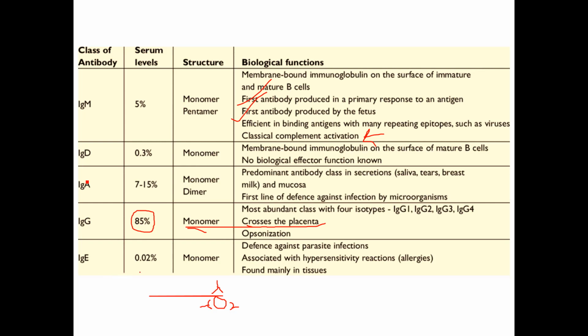IgE is present at a serum level of 0.02% in a monomeric form, and it is important because it provides defense against parasite infections, and also it is associated with allergic or hypersensitive reactions, and it is present in the tissues. So based on all this information, we can now answer the question.